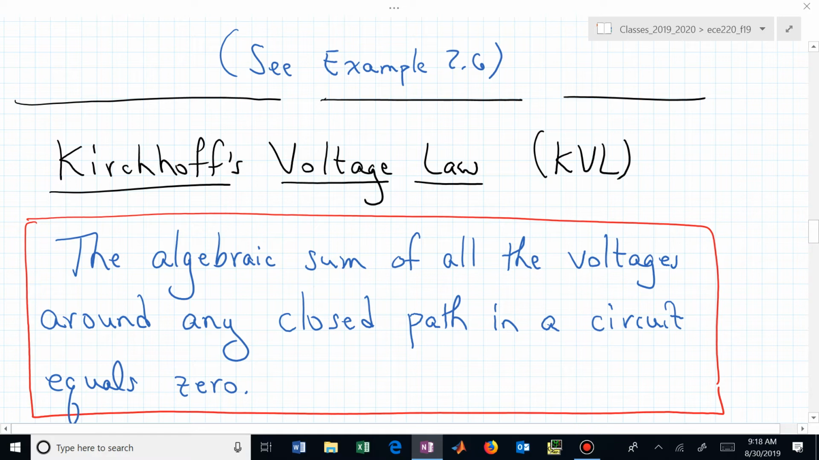The algebraic sum of all the voltages around any closed path, and those closed paths can include air gaps, and we'll talk a little bit about air gaps later in the semester. So it doesn't necessarily have to be wires and elements forming that closed path. Your closed path could be around an air gap. Hopefully that will make sense when we get there.